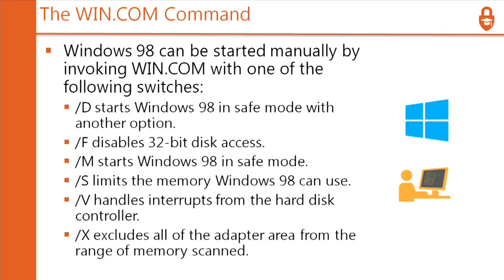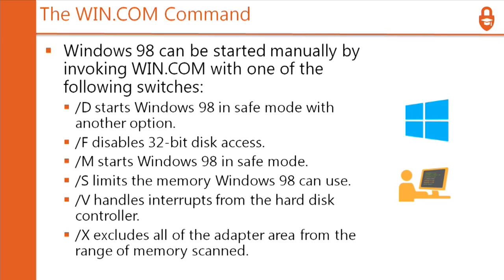The WIN.COM command. Windows 98 can be started manually by invoking WIN.COM with one of the following switches. The -D, as in Delta, starts Windows 98 in safe mode with another option. The -F, as in Frank, disables 32-bit access. The -M, as in Mike, starts Windows 98 in safe mode. The -S, as in Sam, limits the memory Windows 98 can use.